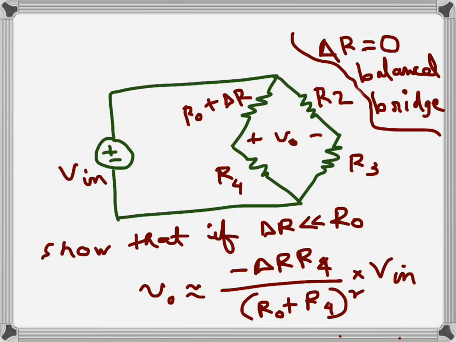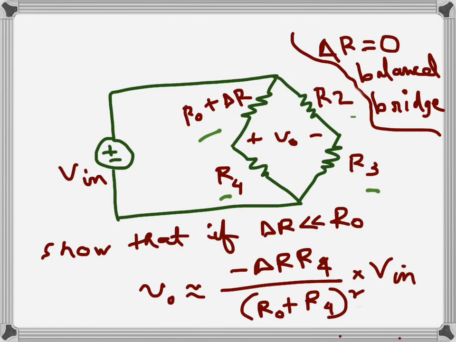Okay, here is a bridge circuit and it says the bridge is balanced when del R is equal to 0. We can see the four resistances here: R0 plus del R, R4, R2 and R3. And it says the bridge is balanced when del R equals 0.